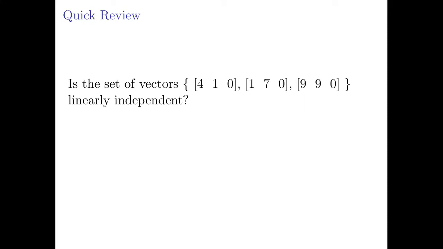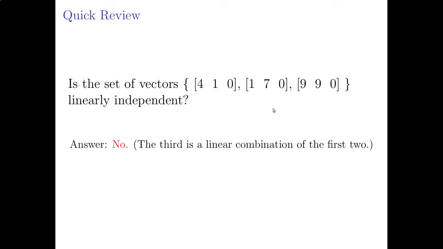How about this one? 4, 1, 0, 1, 7, 0, 9, 9, 0. Can you figure out whether those are linearly independent or not? Those also are not, and I can tell that by inspection just because the third coordinate is 0 for all 3 of these. That tells me that really we're trying to cram 3 different vectors into a 2-dimensional space, and I can cry foul on that. In fact, if I double this first guy and add it to the second guy, I'm going to get the third guy. 4 times 2 plus 1 is 9. 1 times 2 plus 7 is 9. Basically, if I'm not even using one of the dimensions, I'm certainly not going to be able to fit 3 linearly independent vectors into the other 2.